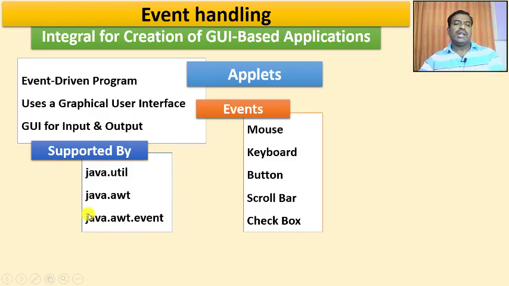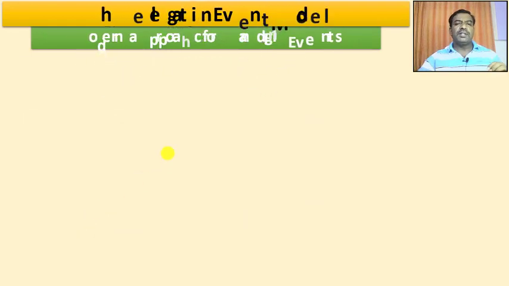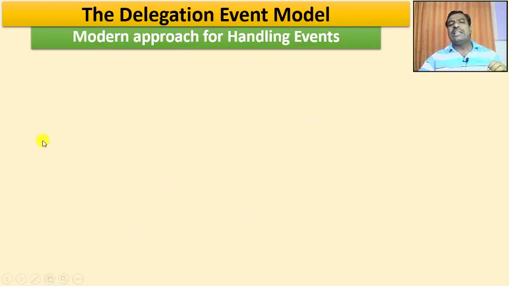If I want to make use of event handling, you need to use these packages in your program or application. Now, regarding the event model: Java 1.0 had its own event model and its own way of handling events. But from version 1.1 onward, Java uses a delegation model to handle events.